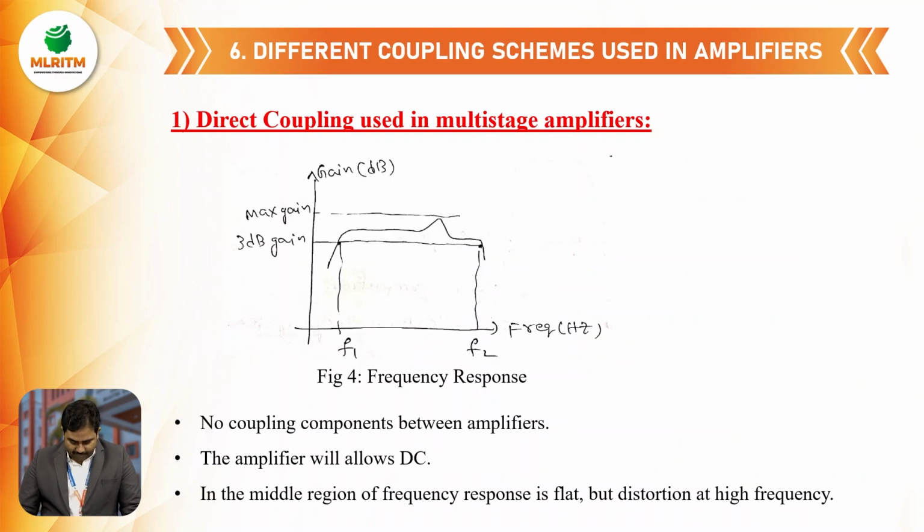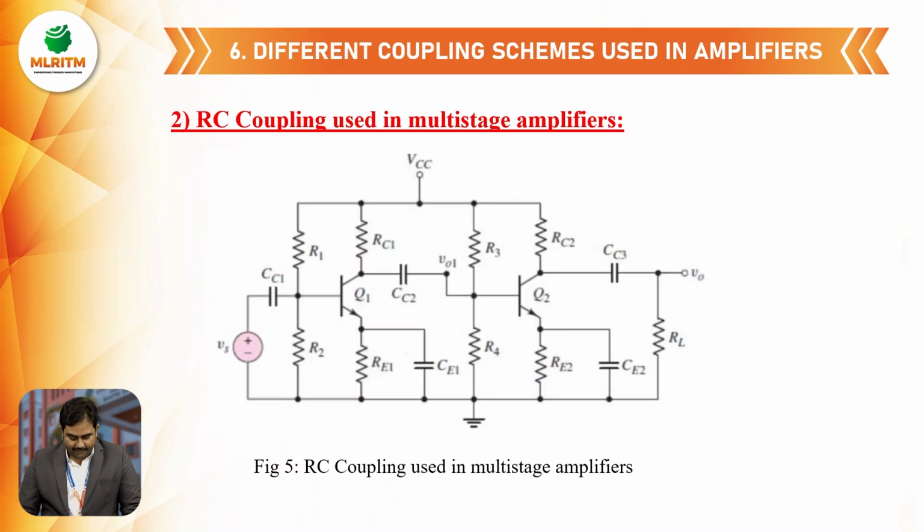Coming to the frequency response, if we observe, in the middle region there won't be any distortion. It is very flat. But if we keep on going to the higher frequencies, there might be some distortion. That is one of the main disadvantages. And next, this amplifier allows the DC. And as we discussed, there is no coupling component between these amplifiers. So that is about direct coupling.